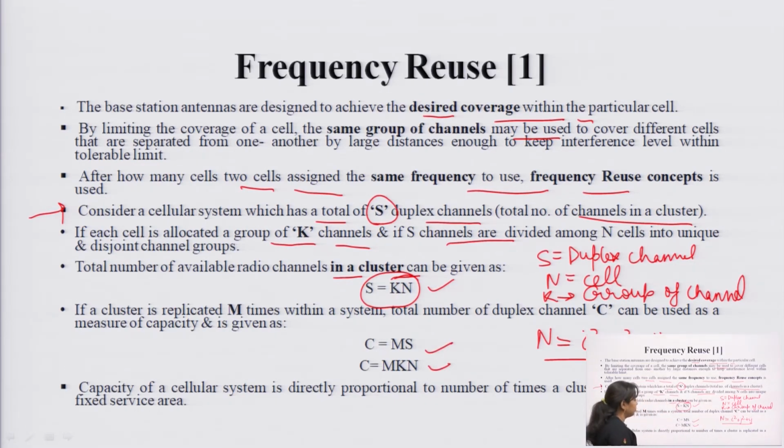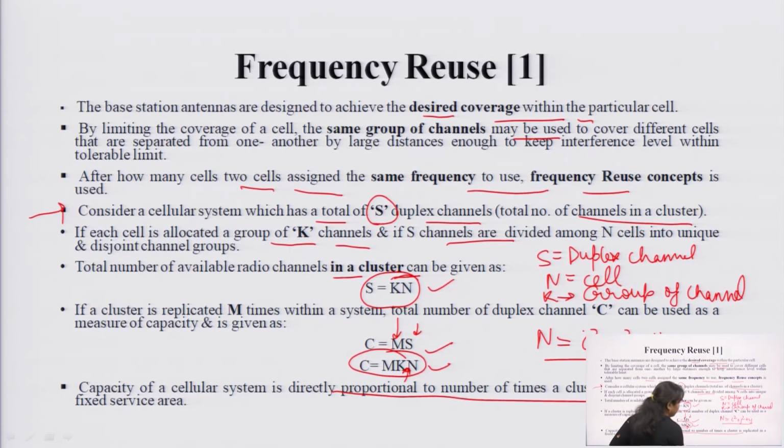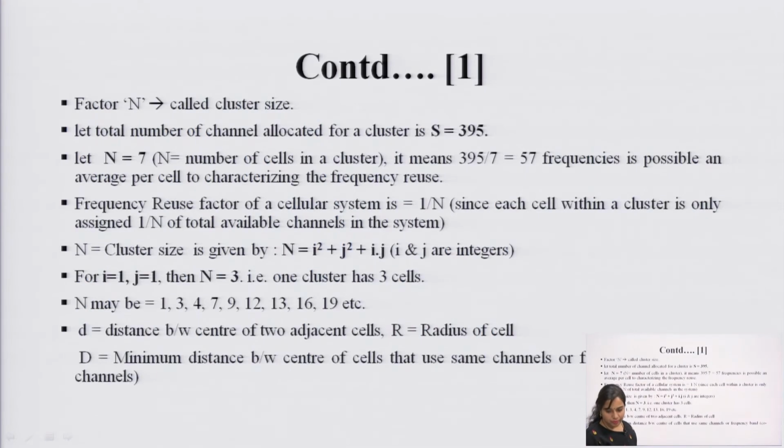Now, what is mS? m is the number of times the cluster is repeated, and S is the duplex channel. We have calculated S = kn, so we can put C = mkn. So, this is the final formula of the capacity of a cellular system, which is directly proportional to the number of times the cluster is replicated in a fixed service area. So, this is the calculation of frequency reuse.